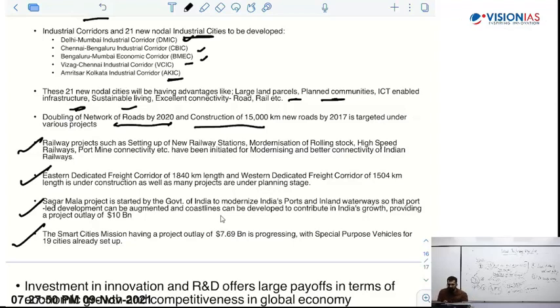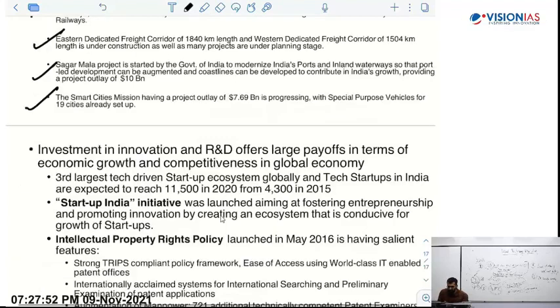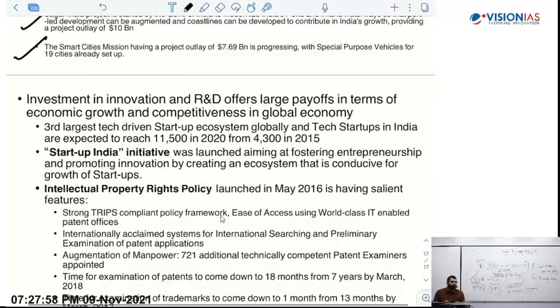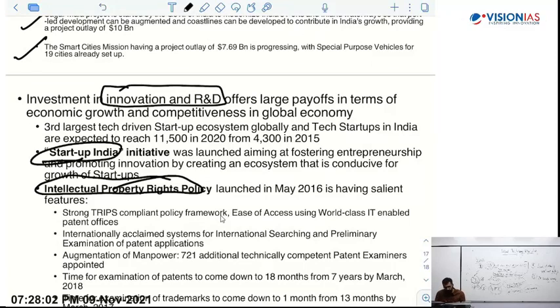Now, investment in innovation and research and development. Startup India, IPR policy. The Intellectual Property Rights policy was launched in 2016 to improve IPR compliance and increase the number of IP patents being signed in India. Yes, Japan makes different proposals. Korea does it. A lot of countries are doing it.